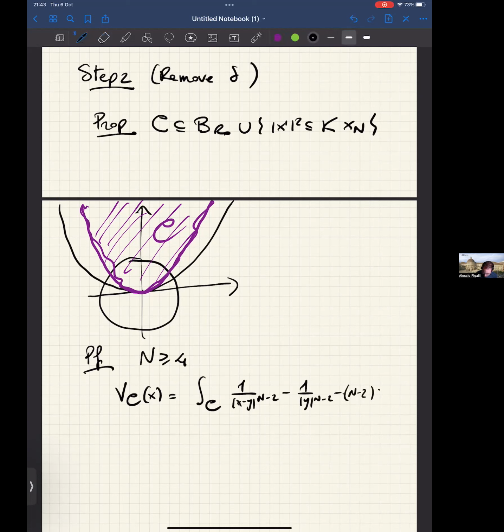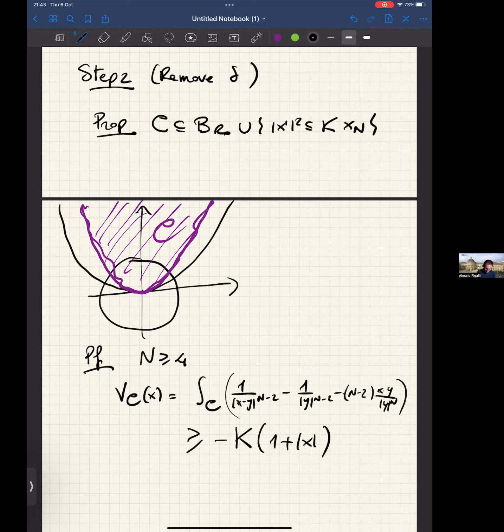N minus 2 x dot y over y to the n. Okay. And now you work using the inclusion that you already have. And in fact, you prove that this is bounded by a constant. Let me use kappa as a constant because C is the contact set. 1 plus modulus of x. So you prove that this VC is bounded linearly from below.